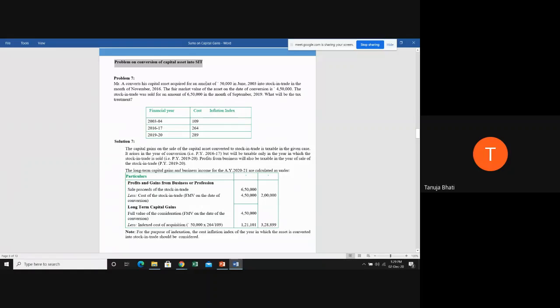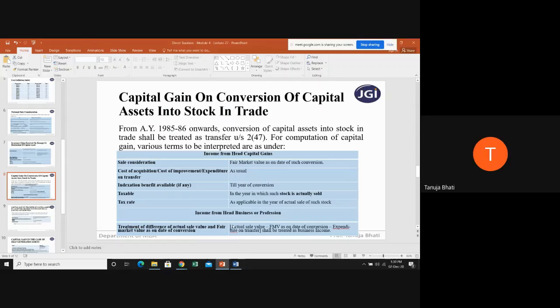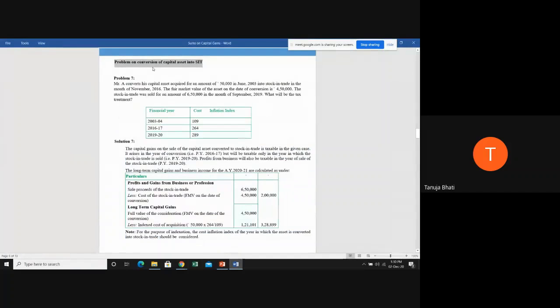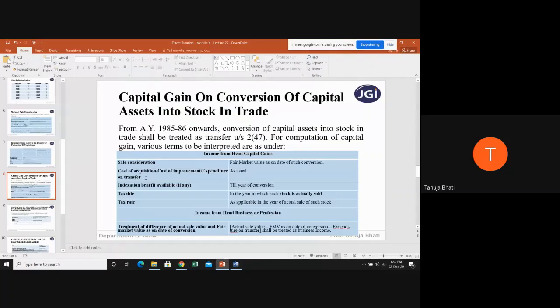Very good. How do you calculate income from business and profession under this particular type of problem? Whatever is your actual sales value minus the fair market value as on the date of conversion. Correct? Yes, ma'am. Okay. And what is going to be your sales consideration when you calculate income from the head capital gains? It is going to be fair market value as on the date of conversion, and your cost of acquisition, cost of improvement and expenditure on transfer will be as usual.